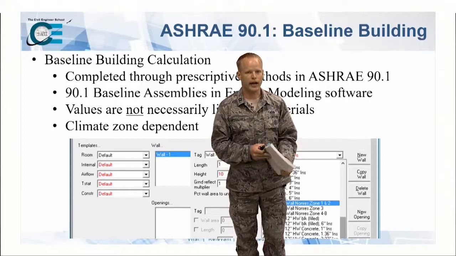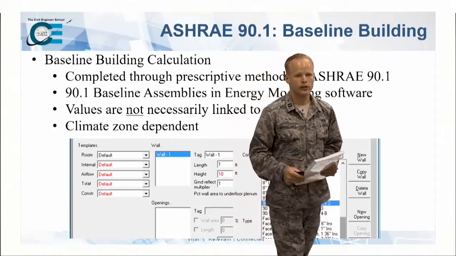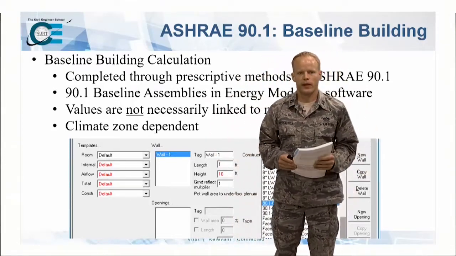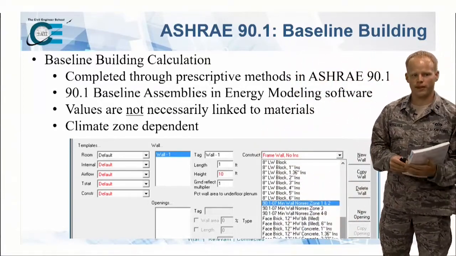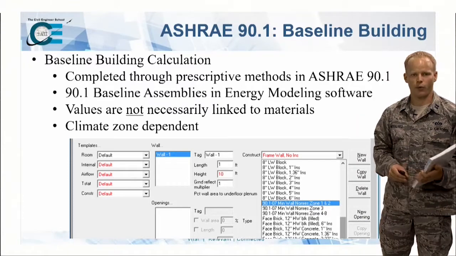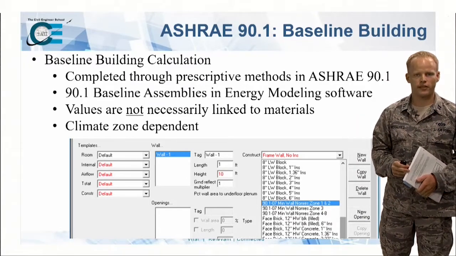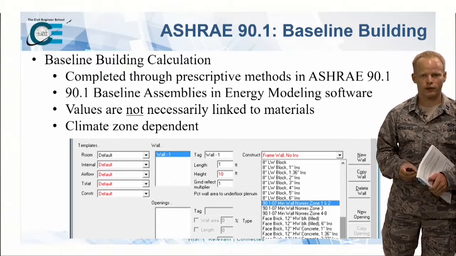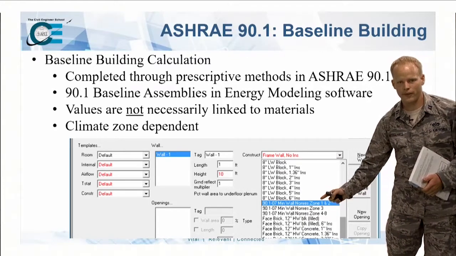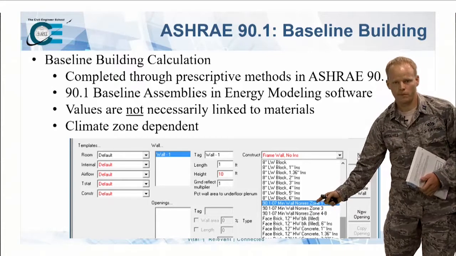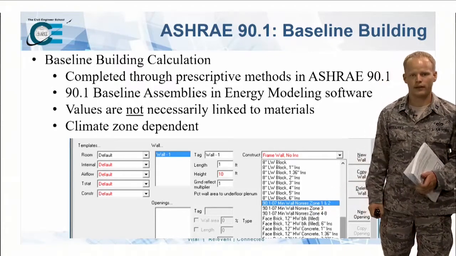So what is the ASHRAE 90.1 building? ASHRAE 90.1 has multiple methods. It's completed through a prescriptive method outlined in 90.1, using baseline assemblies in your energy modeling software. This is a screenshot from TRACE, where you can see these different buildings per 90.1.